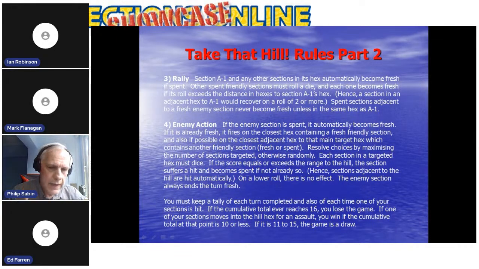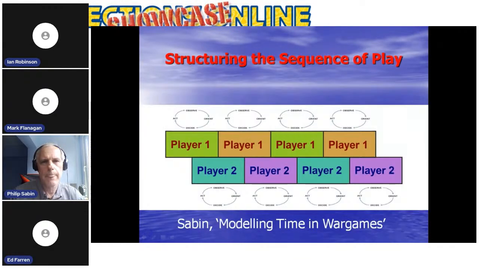Okay, let me now run through some of the key points in the design of this game. One, which I've mentioned already, of course, is the IGO-UGO system, now seen as very much passé compared to modern systems such as impulse-based systems, interleaved systems. I'm still a big fan of IGO-UGO for reasons that, if you're interested, you can find in my article, Modeling Time in Wargames, down at the bottom there. Just Google the title, you'll find it easily on PackSims.